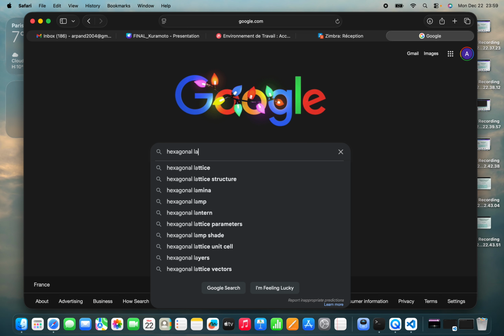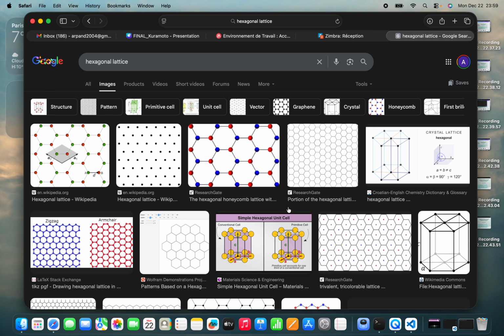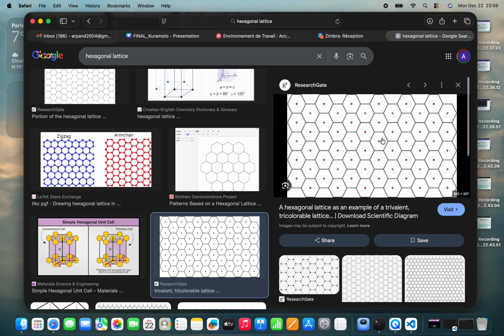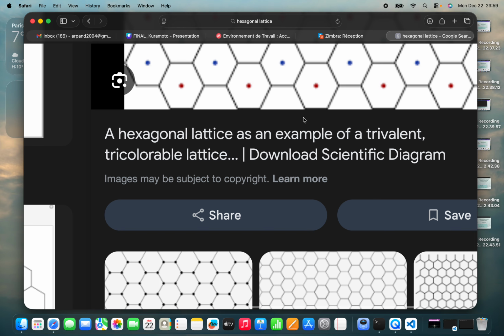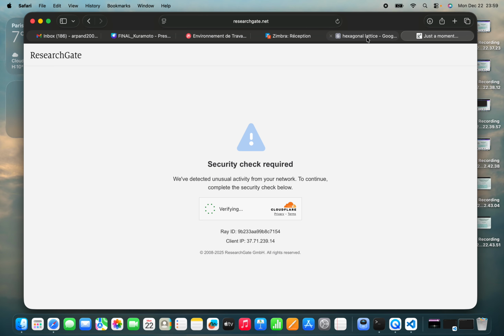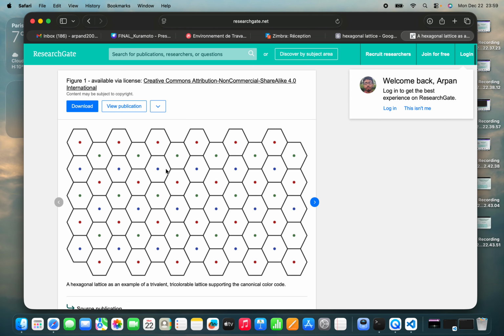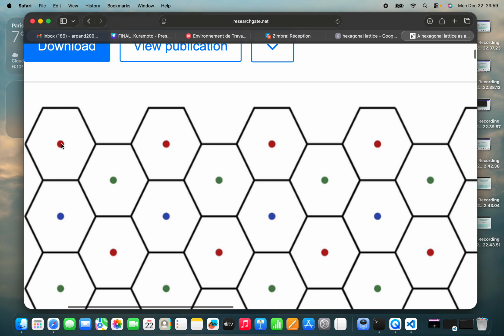Hexagonal lattice. Okay. For instance, you look at this picture. So the lattice is hexagonal, but it depends on you how you choose to place the points or the oscillators on the lattice. It's not necessary that you have to place them exactly at the vertices of the hexagon. For instance, these points, blue, green, red, they are the oscillators, let's say, and this is the hexagonal lattice.